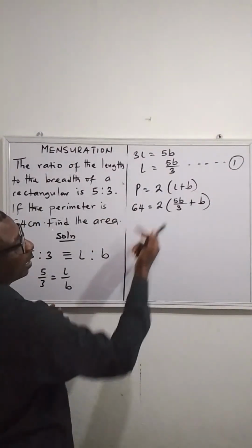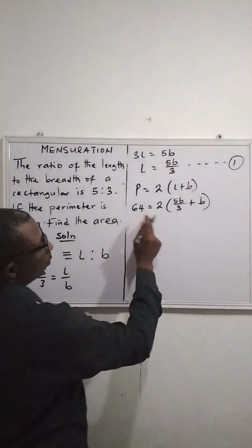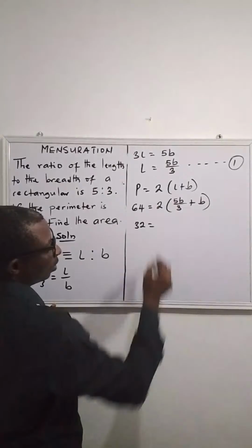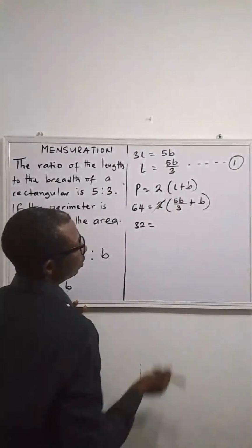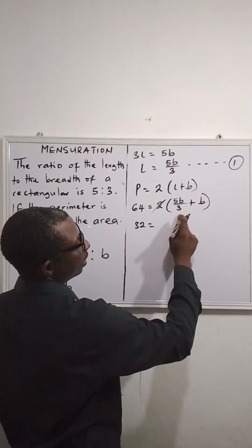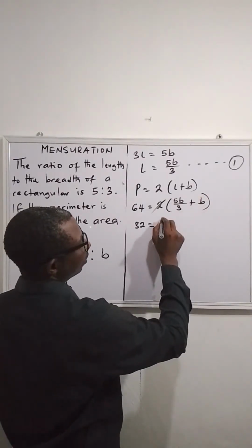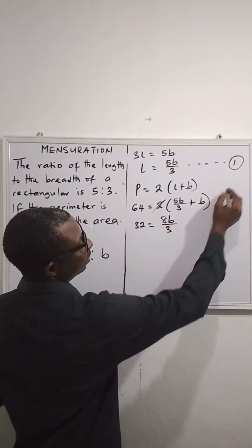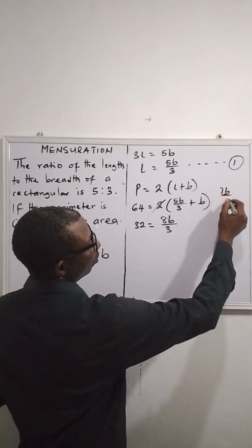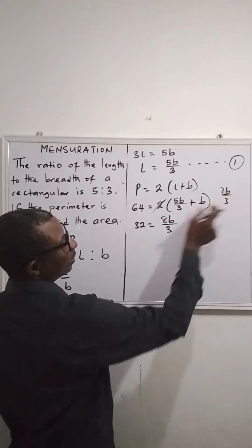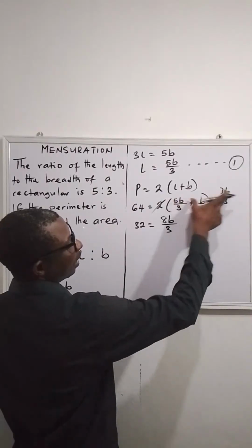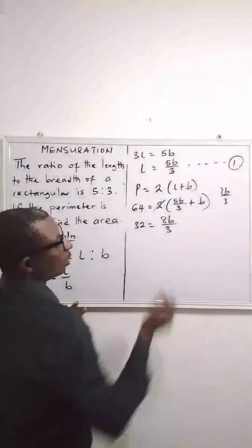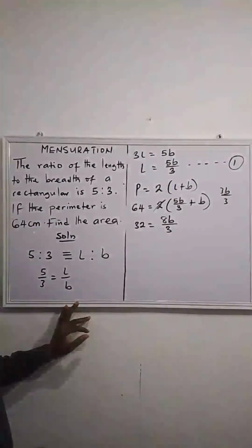All right, so we have this. Now here you can divide both sides by 2. So when you divide this by 2, you have 32. And this will cancel out. So this one has gone. All right. So now, can we add this and this together? When you add this and this together, you have 8B over 3, because B is the same thing as 3B over 3. Adding this and this together, since they have the same denominator, we can add the numerators together, you have 8B over 3.